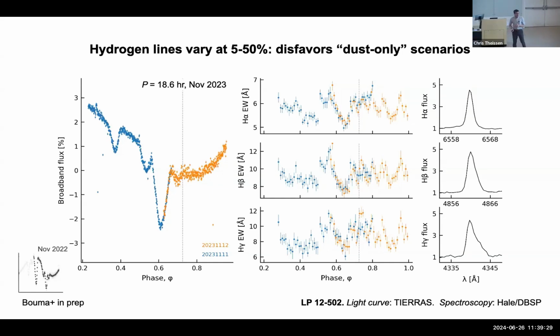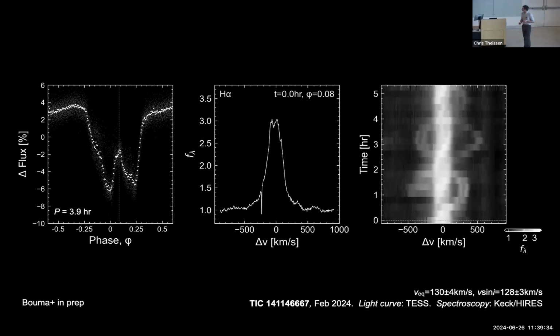It would be nice, though, if you could say something a little more direct. One way you might be able to do that is by taking high-resolution spectroscopy where you actually resolve the lines in velocity space. I'm showing you a different star now. This one's TIC 1411, similar parameters as all of them, right? Young M dwarf. Period, though, a little different, 4 hours instead of 18 hours. This thing goes fast, V sin i, 130 kilometers a second.